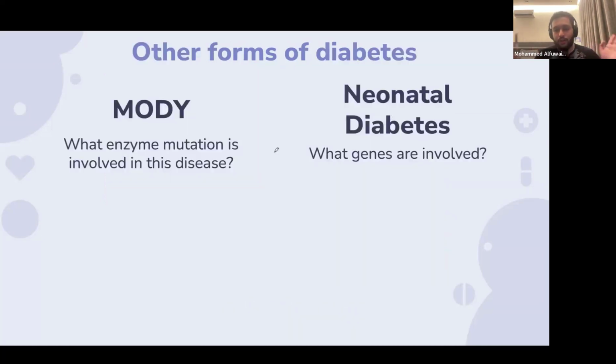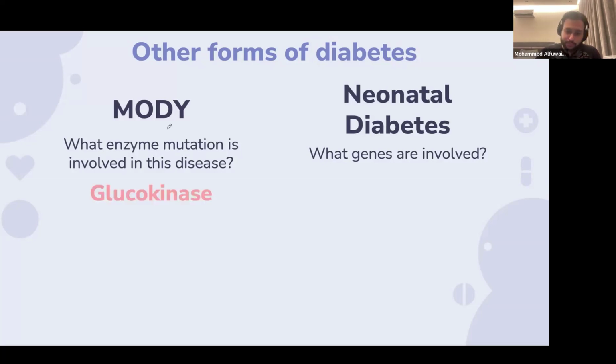Now, there are three other forms of diabetes I want you to know. Two of them are here. One of them I'll talk about in the repro section in obstetrics. But basically, you have MODY, and then you have neonatal diabetes. In this one, what enzyme mutation is involved in this disease? This is the most important thing you need to remember: what are the enzymes or genes involved. That's it. So in MODY, the enzyme is glucokinase.